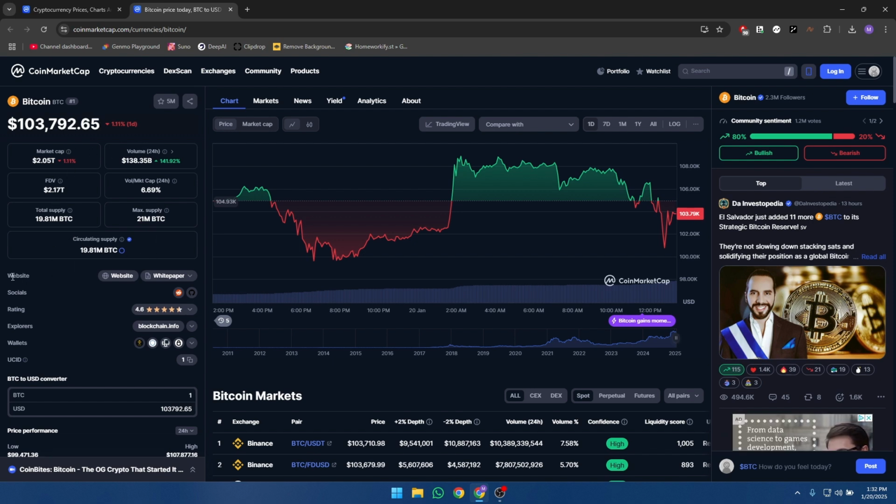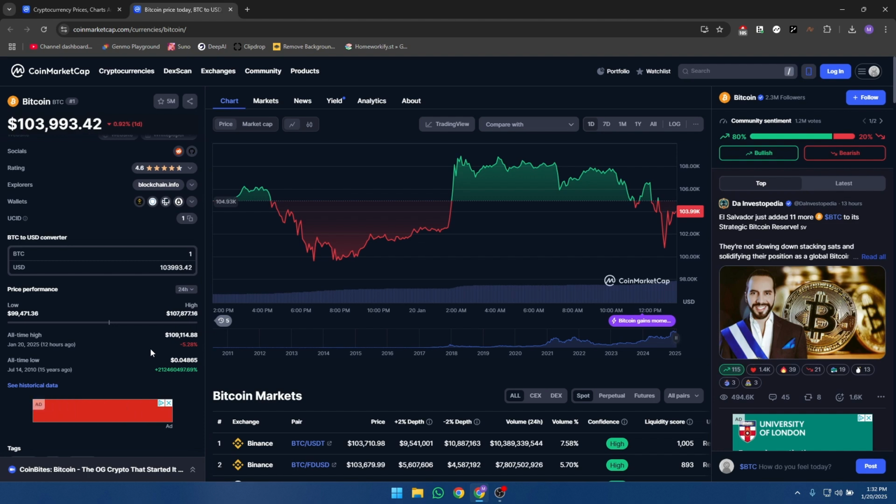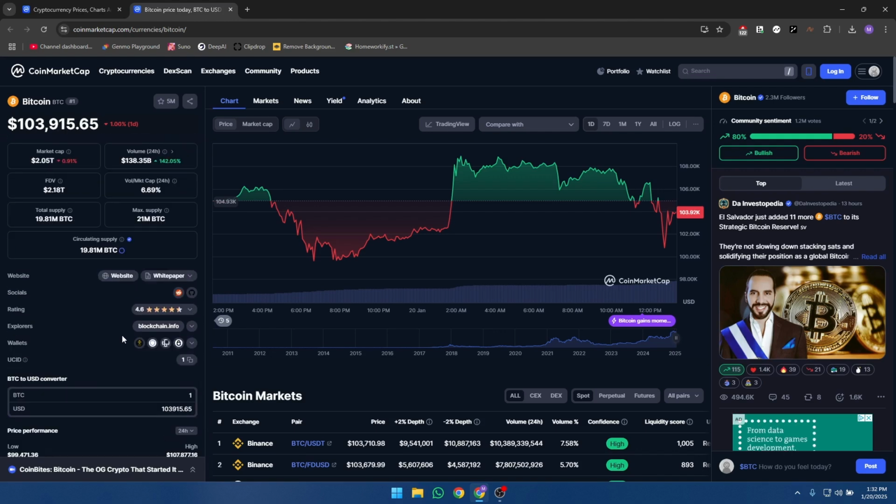Go a little bit down, you would see website, white papers, socials, ratings, etc. Go a little bit down. Now, this is also an interesting part where you would see price performance. So you could see a low and a high, also all-time high, meaning when was the last time it had a really high price. And all-time low would be, in the history of the coin, the lowest price. So in our case, Bitcoin was at 0.4 cents 15 years ago. And that's pretty much about it.